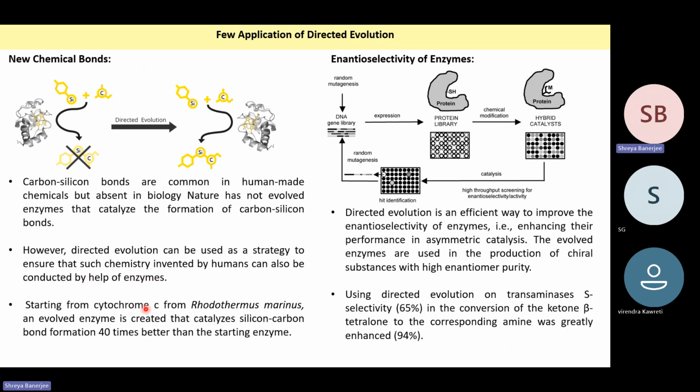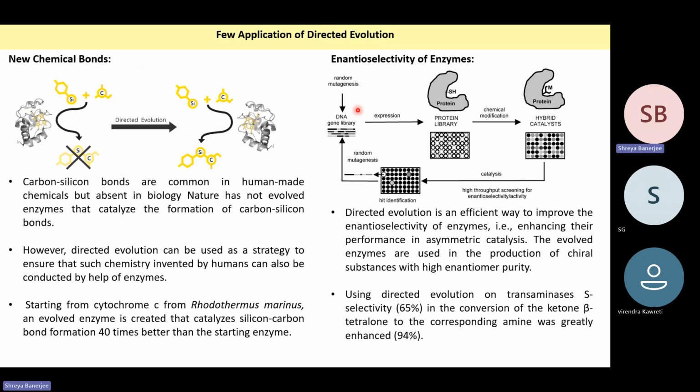So what is done is we start from the enzyme cytochrome C from Rhodothermus marinus, and from this enzyme, directed evolution is used to create another enzyme that catalyzes silicon-carbon bond formation 40 times better than cytochrome C. So now you have a new enzyme, the evolved cytochrome C, which is catalyzing carbon-silicon bond formation very fast. So even for human-made reactions, new enzymes that catalyze those reactions can be developed by directed evolution.